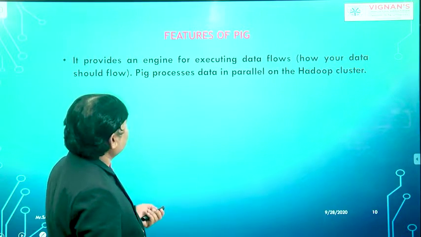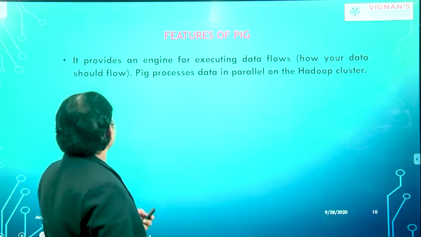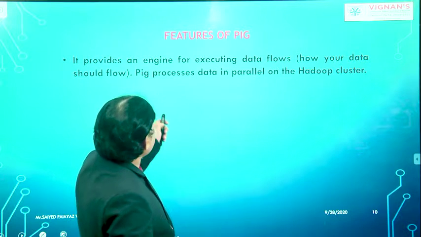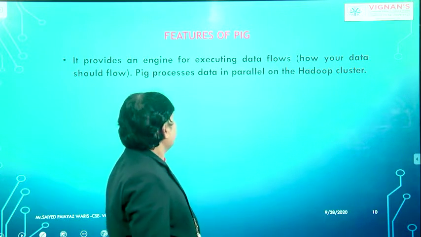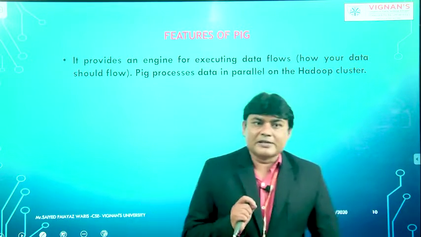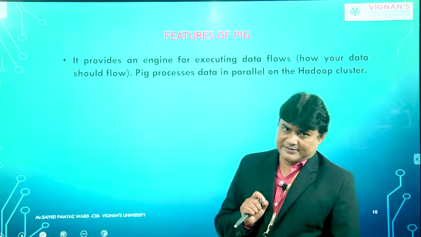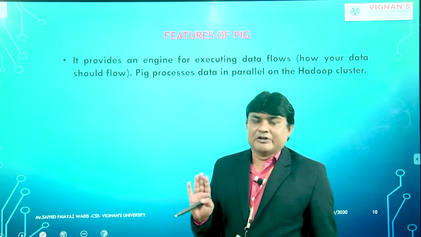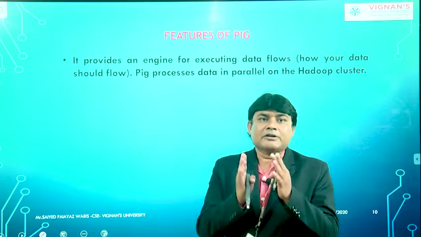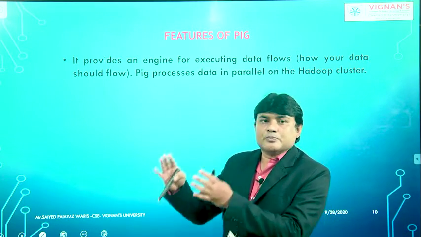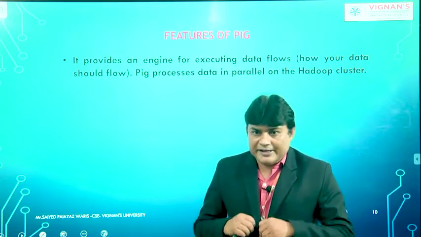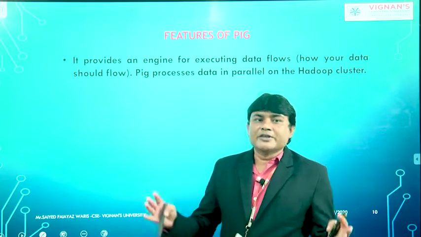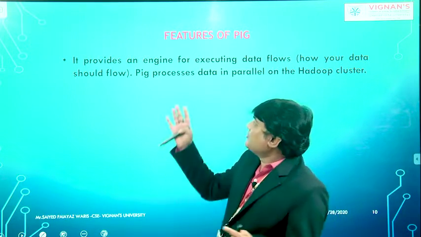Features of Pig. Let's see what the features of Pig are. It provides an engine for executing data flows, meaning how your data should flow. Pig processes data in parallel on Hadoop clusters. Pig follows the same rules as Hadoop clusters. Processing is done with the help of parallel processing. We take large data sets, divide them into small sets, and scatter the data across different nodes, and every node works in parallel. In the same way, Pig works.